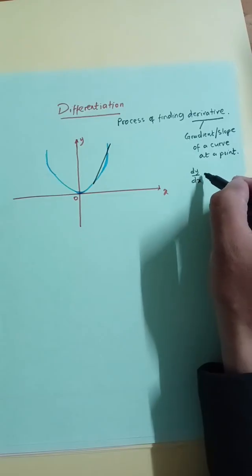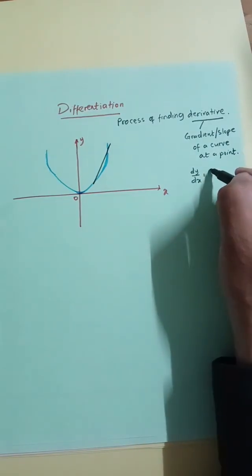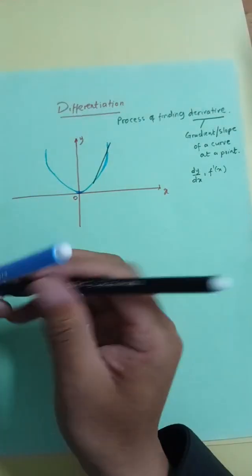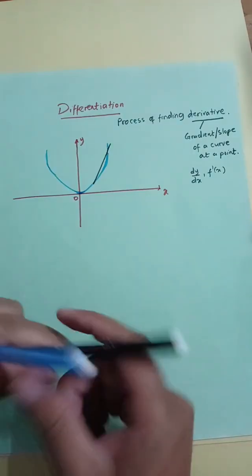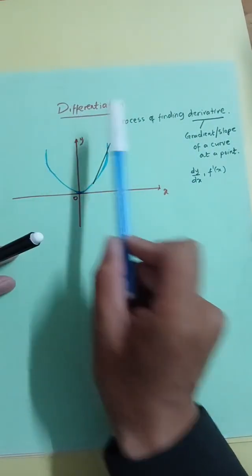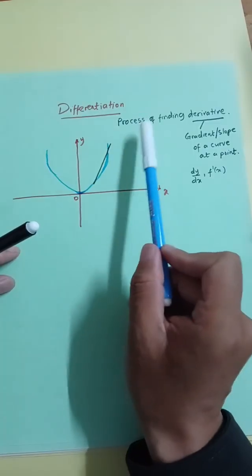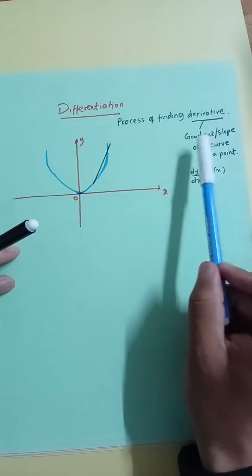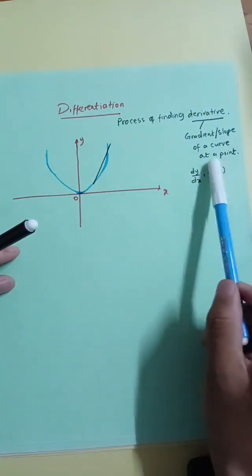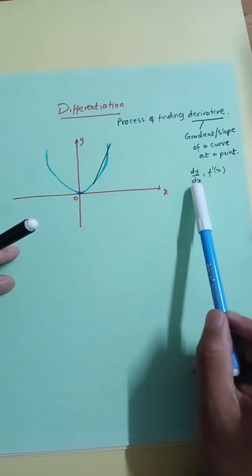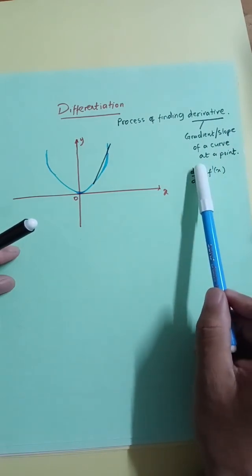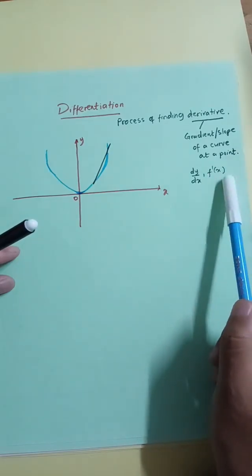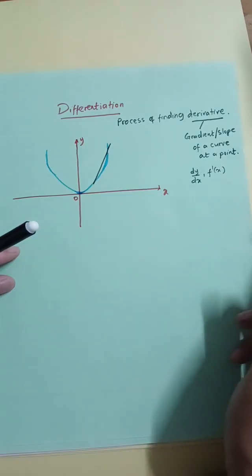with respect to x. If it is a function f of x, then f prime x. The process of finding derivatives, and the derivative is the gradient or slope of a curve at a point. And the denotation: y is a function of x, then dy over dx; f of x is a function, then f prime x is the derivative.